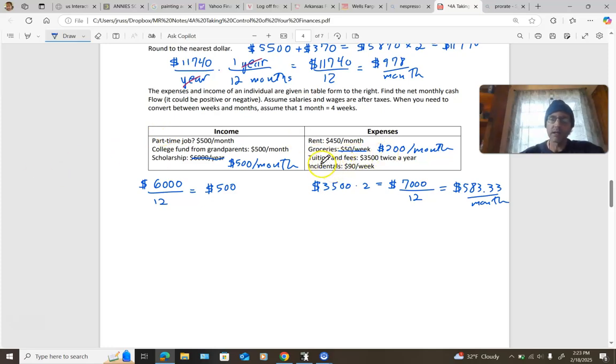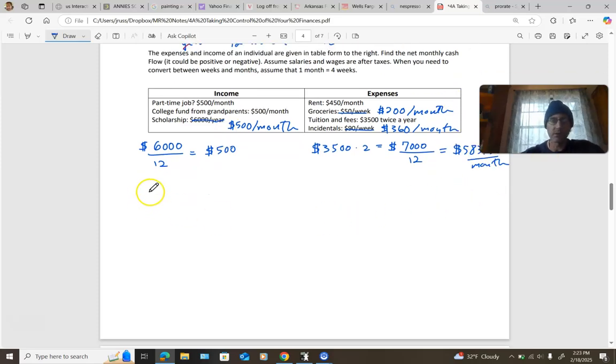And then finally, for incidentals, it's $90 a week. So if you multiply that by 4, then you're going to get $360 per month. So now that I have everything prorated, I'm going to add up all my income, add up all my expenses, and then subtract the two, or find the difference.